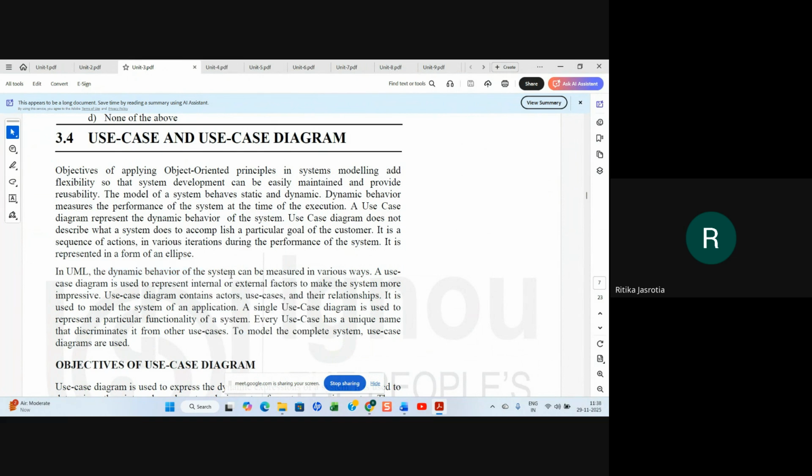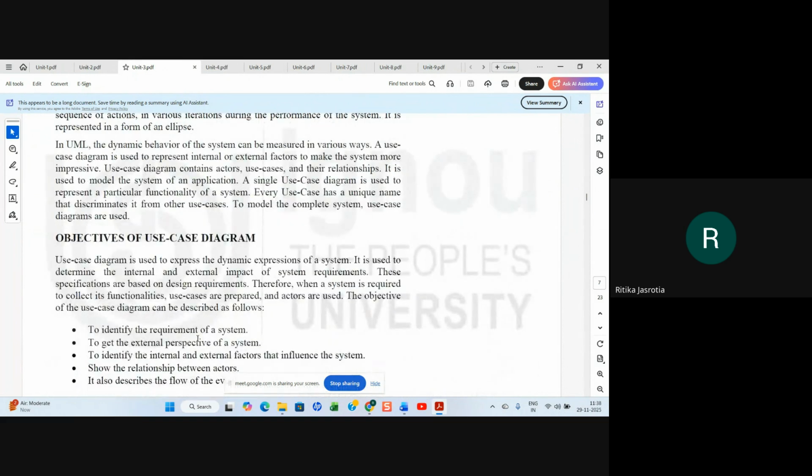In UML, the dynamic behavior of the system can be measured in various ways. A use case diagram is used to represent internal and external factors to make the system more impressive. A use case diagram contains actors, use cases, and their relationships. It is used to model the system of an application. A single use case diagram is used to represent a particular functionality of a system. Every use case has a unique name that discriminates it from the other use cases. To model the system, use case diagrams are used.